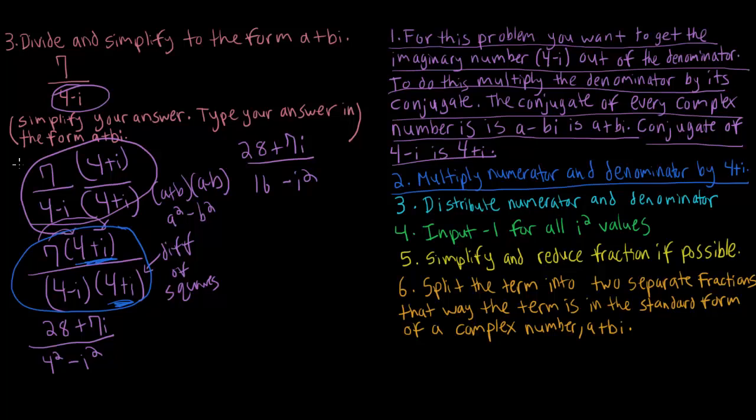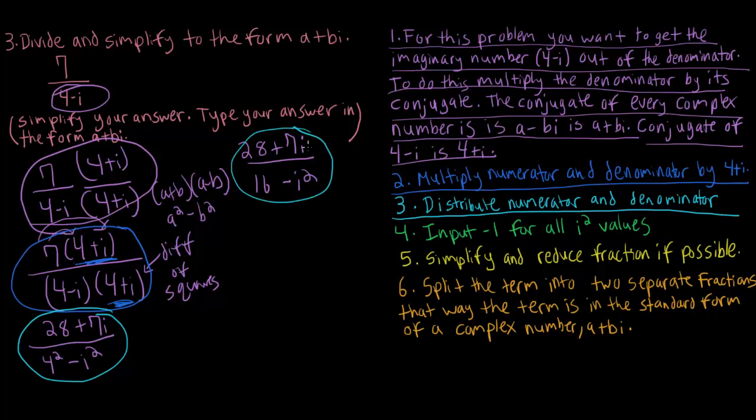And then what we did here, which is the result, is we distributed these terms in the numerator and the denominator, which is step 3, distribute numerator and denominator. And that left us with this value right here, 28 plus 7i over 16 minus i squared.